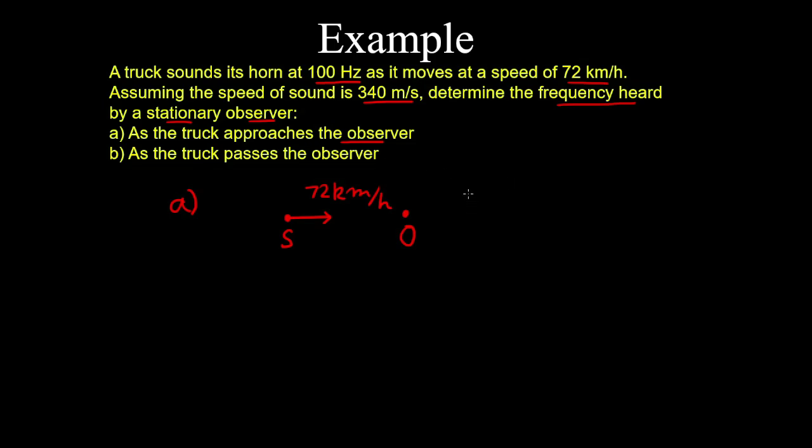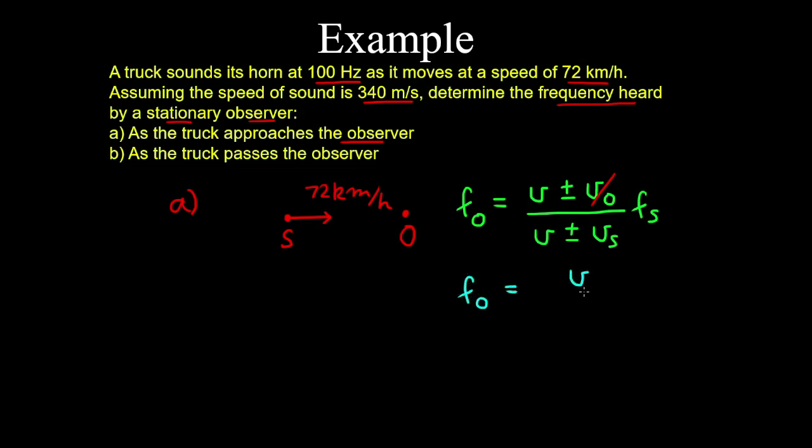So recall that our equation for the Doppler effect is the frequency heard by the observer being equal to the speed of sound plus or minus the speed of the observer on the speed of sound, or the wave speed, plus or minus the speed of the source by the frequency of the source. So in our case, the observer is stationary, so this is 0. So our equation can be written as follows.